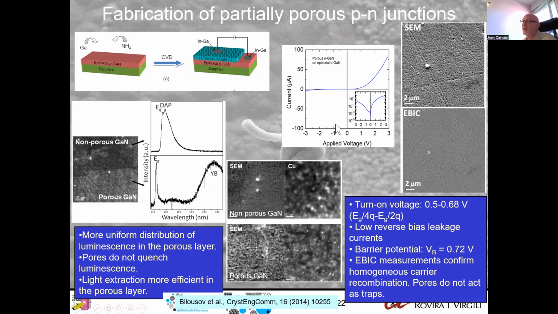If we go to the electrical characterization, we can see this nice curve indicating that we have a diode behavior with a turn-on voltage between 0.5 and 0.68 volts. This is the first confirmation that those structures behave more like one-dimensional structures than continuous layers. We also observe by EBIC measurements that the pores do not act as traps, so we can work with them without any problem.